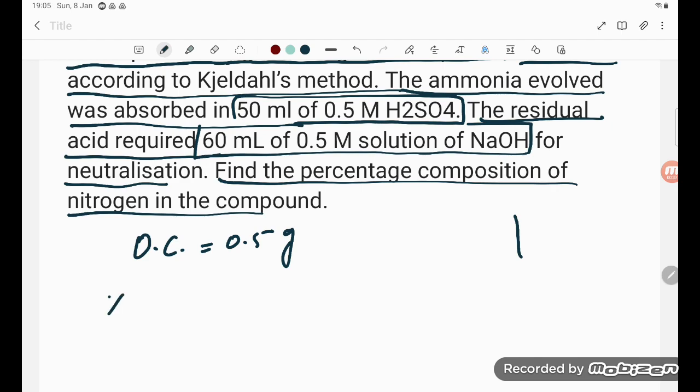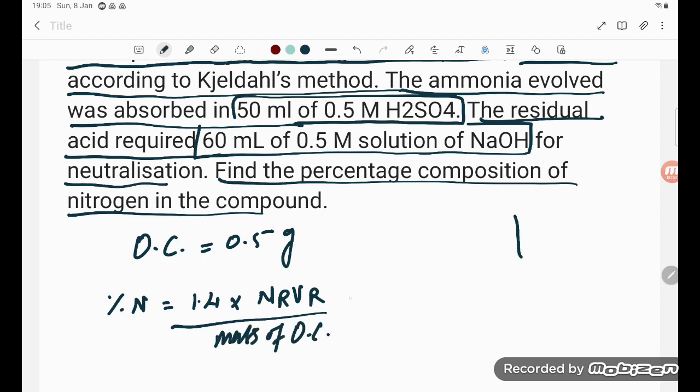So let us see, percentage nitrogen is equal to what? 1.4 into NRVR divided by what, student? Mass of organic compound. This is the formula. How to calculate NRVR, student? Resulting normality and volume, NRVR. So it is given in the molarity, so let us try to write in terms of molarity here. So how can you write, student?